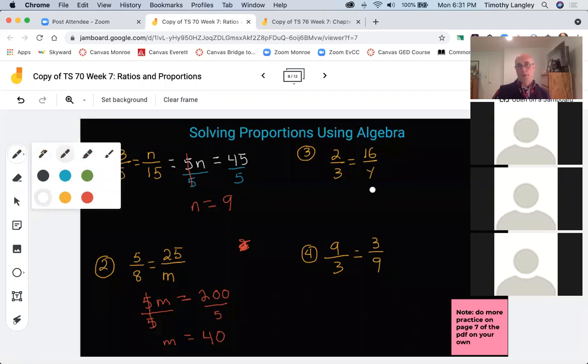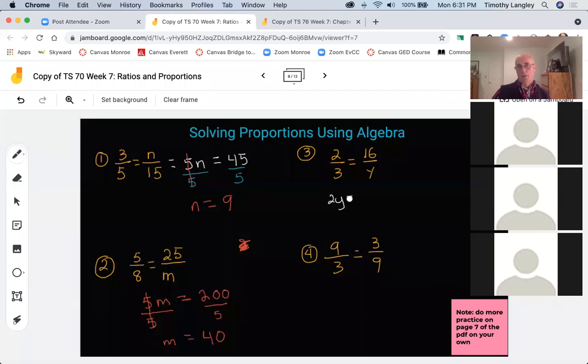Okay, so here's what I would probably do in number 3. I've got 2y equals, and then if I just did the math over here, 16 times 3 is 48. And then I would just get rid of the 2 by dividing this side by 2, which means I have to divide this side by 2. And I now get y equals 24. And 24 times 2 would be 48. So that's how I would solve that.